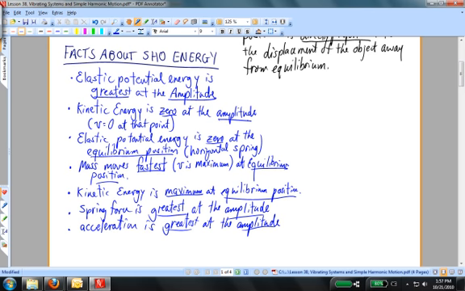On the other hand, there is no force due to the spring at the equilibrium position, and likewise there's no acceleration at the equilibrium position because the object experiences no unbalanced forces. That's what Newton's second law says.